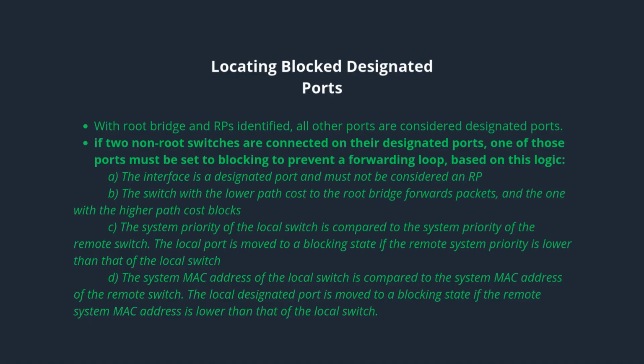The logic works like this. First, the interface is a designated port and must not be considered a root port. Second, the switch with the lower path cost to the root bridge forwards packets, and the one with the higher path cost blocks. Third, if path costs are tied, we compare system priorities. The lower one forwards. Fourth, if priorities are equal, we use system MAC address. The local designated port goes to blocking if the remote system MAC address is lower. This ensures every segment has exactly one forwarding path.